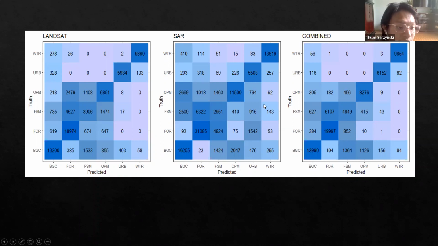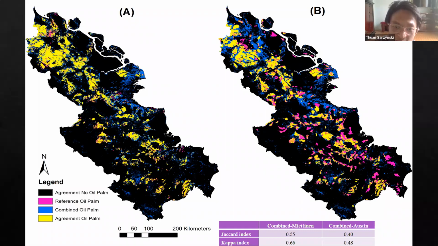And then we did the comparison of the areas of agreement between our classification and the two other classifications from two other groups of researchers, Mittinen and Austin. And we overlapped the maps. For example, on the A, the one on the left, we overlapped the combined map with, I think, the Mittinen map. So on the A, we compared the Mittinen and the combined maps we did.